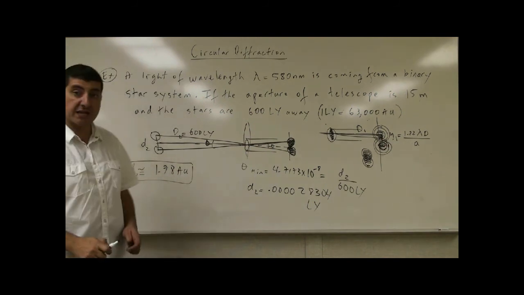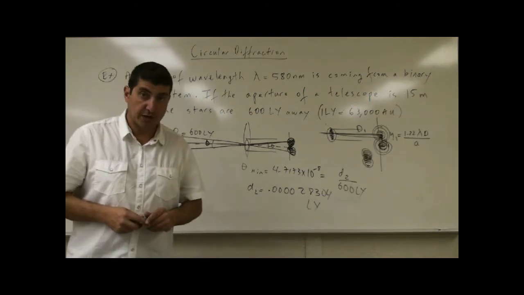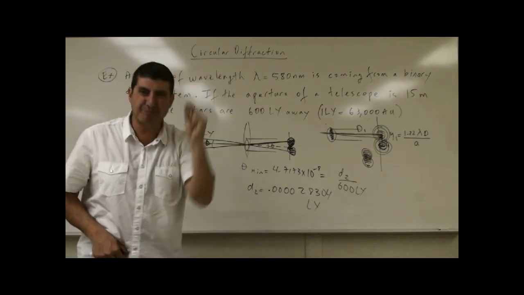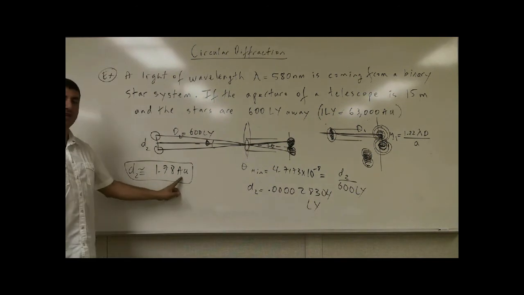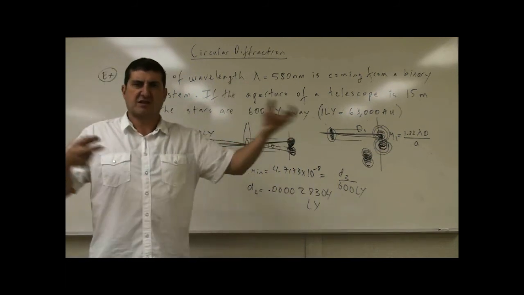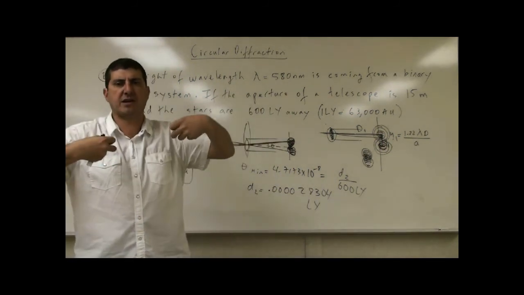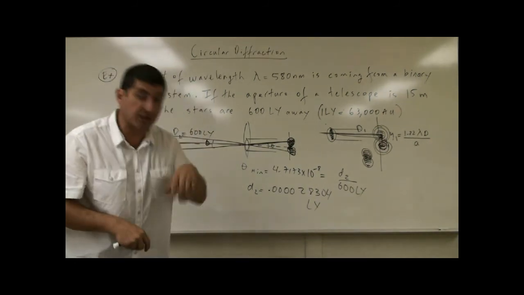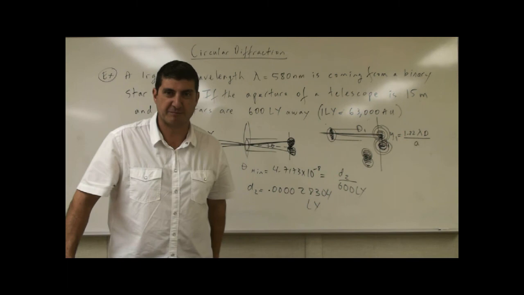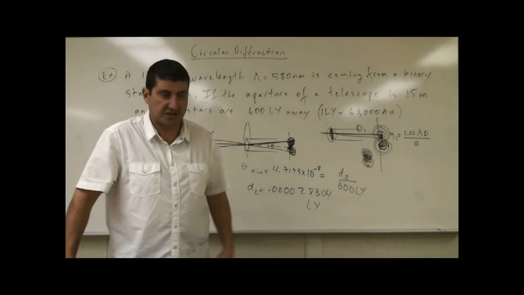Okay? So if we had a 15-meter telescope and there were two stars 600 light years away, they would have to be at minimum 1.78 AU away from each other, which is about twice the distance between us and the sun. That's how far apart they would have to be in order for us to look through the telescope and say, oh yeah, there's a binary star system over there, okay? So now you can see how to use this.